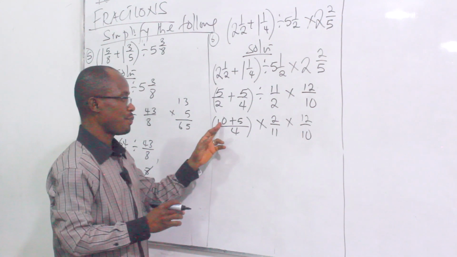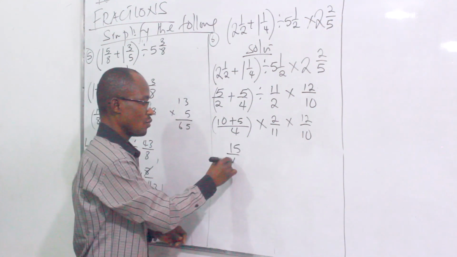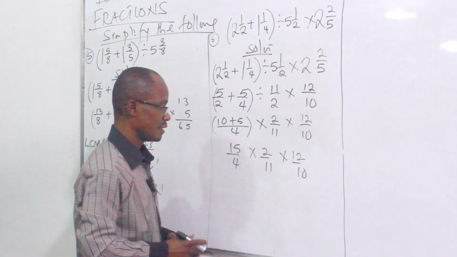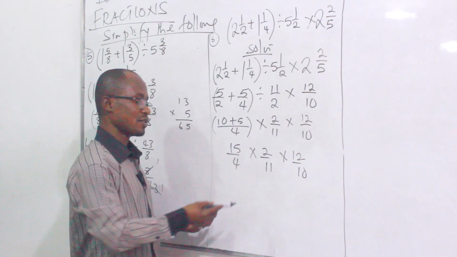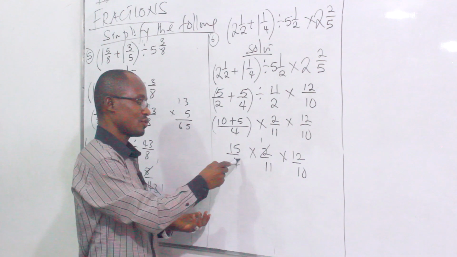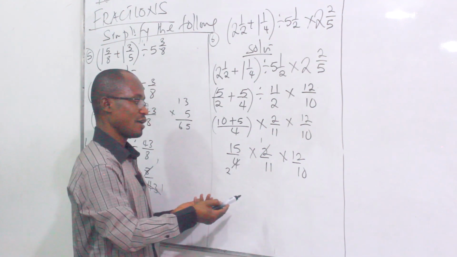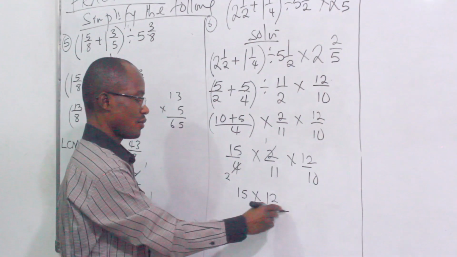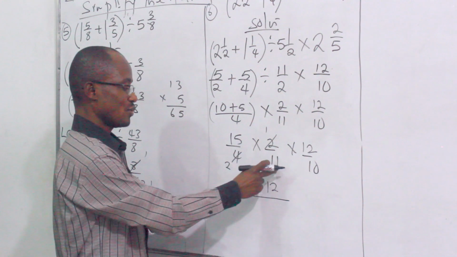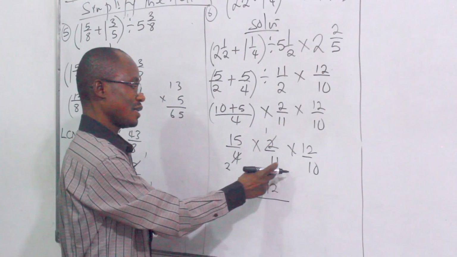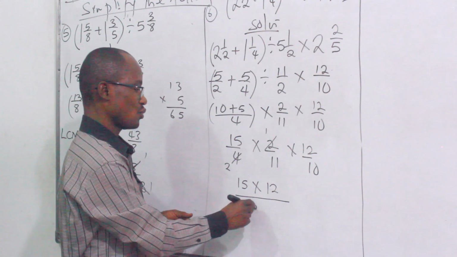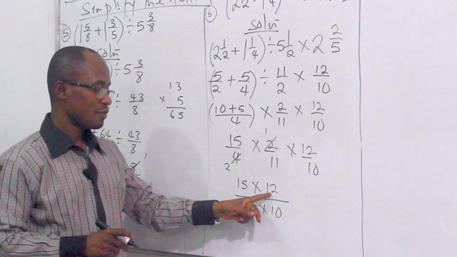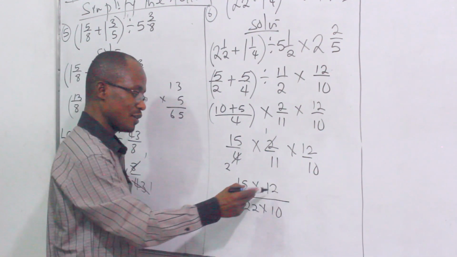Okay, now we simplify. 10 plus 5, 15 over 4, then times 2 over 11 times 12 over 10. Another example of a common factor here: 2 goes here, 1, 2 goes here, 2. At the end of the day, we'll be expecting to have 15 times 12, all divided by 2 times 11, that is 22 times 10. So, 12, 22, 2 can still divide.